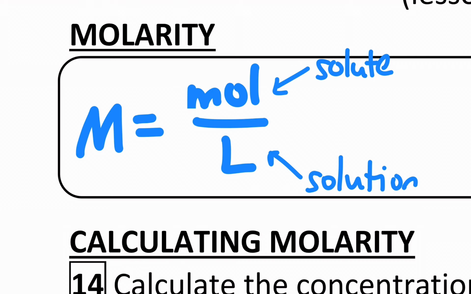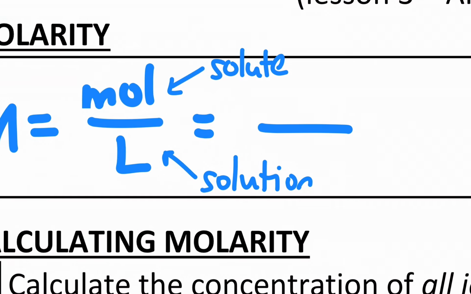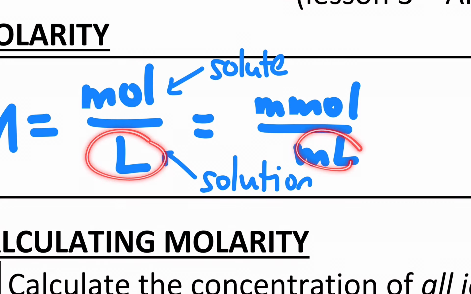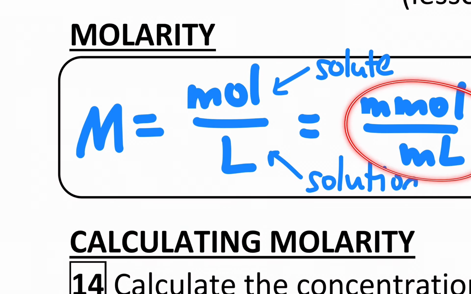solution. Now, many times we're not actually dealing with liters of stuff. We might be dealing with milliliters of stuff. So I'm going to rewrite this as an equivalent, which is if you have milliliters in the denominator, your numerator is a millimole. And we'll use those a lot. Millimoles are just 1,000th of a mole, and a milliliter is 1,000th of a liter. So a millimole over a milliliter is a molarity.